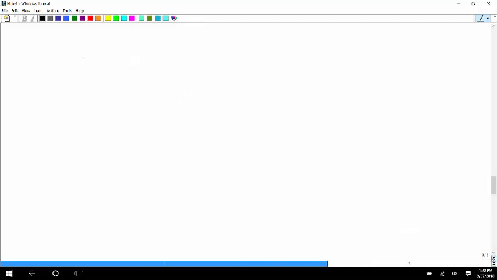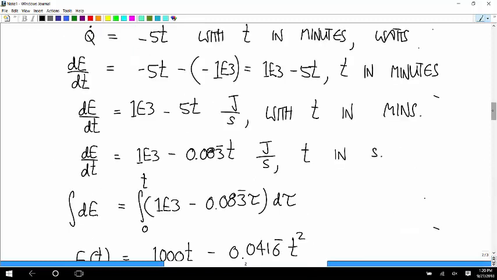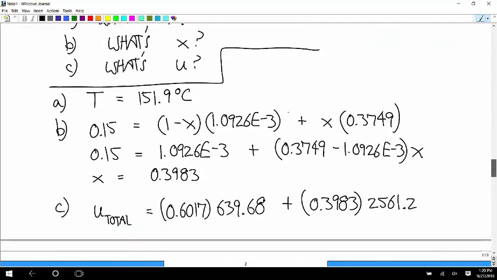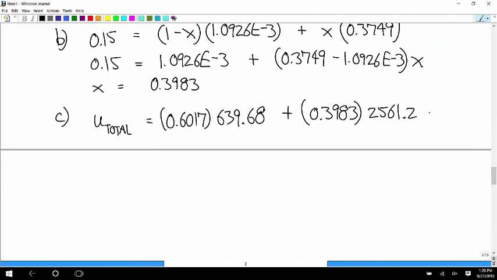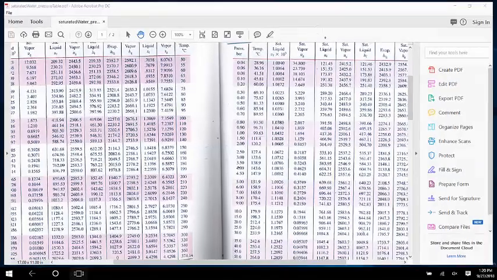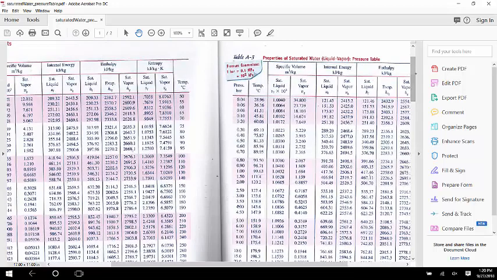And can someone calculate that? 1,000, say it again. 0.02, and what were the units here? Kilojoules per kilogram.